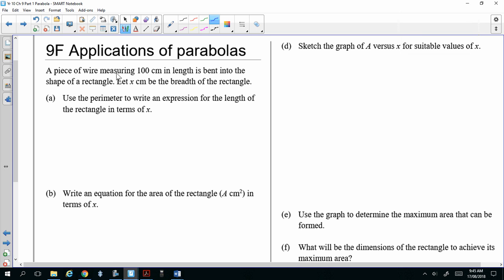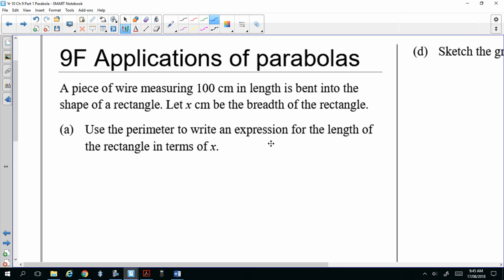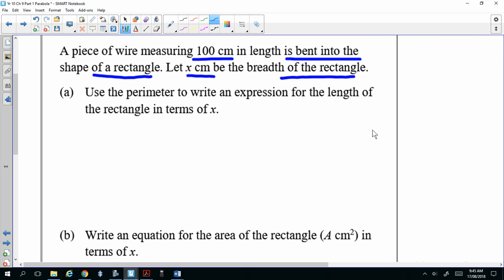Right, today we're going to do applications of parabolas. So we'll look at a simple problem. A piece of wire measuring 100 centimeters in length is bent into the shape of a rectangle. Let x be the breadth of the rectangle. So if I draw a diagram, it will look like this.